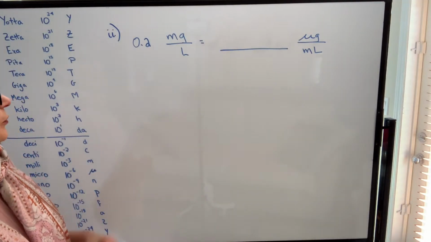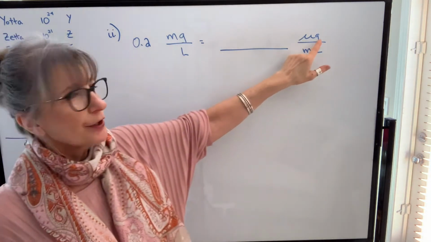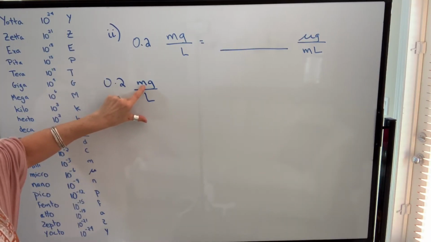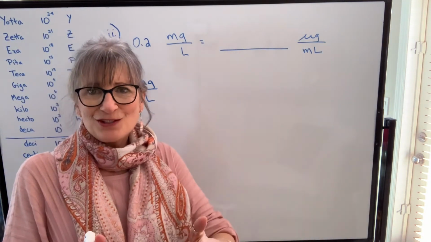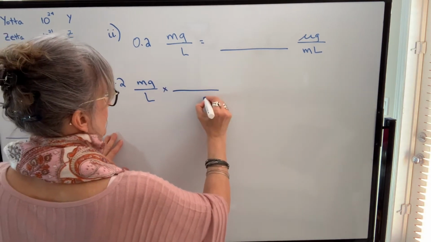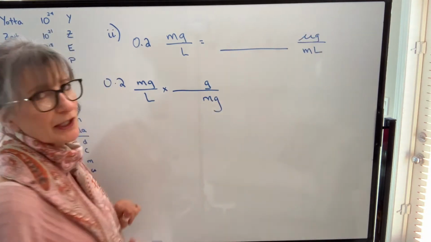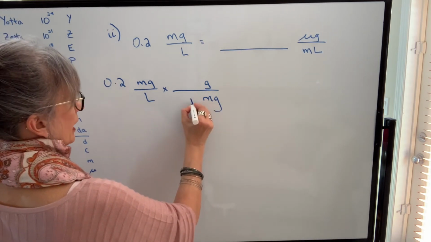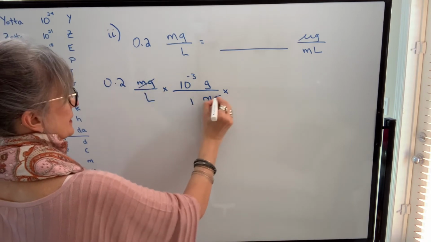In my next example, we have 0.2 milligrams per liter, and we want to convert that to micrograms per milliliter. So my first step is to deal with the numerator, and I want to change from milligrams to micrograms. I need to go to the base unit of grams first. So from milligrams to grams, and then once I'm in grams, then I can go to micrograms. So milli is 10 to the negative 3, so 1 milligram is 10 to the negative 3 grams. That takes care of milligrams.